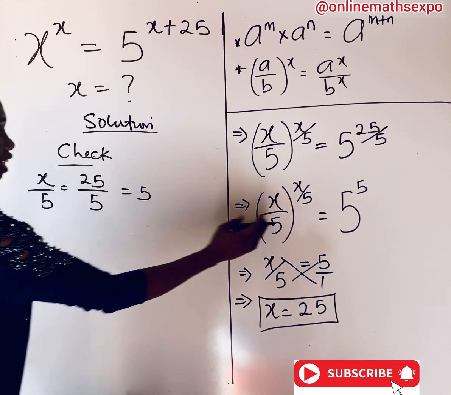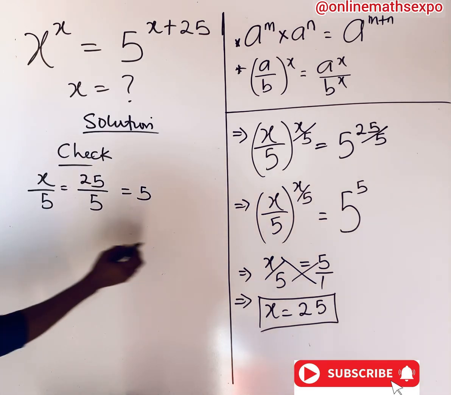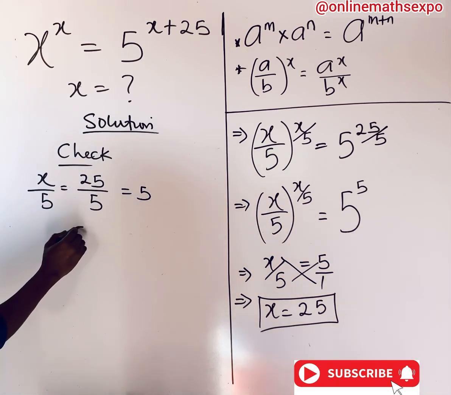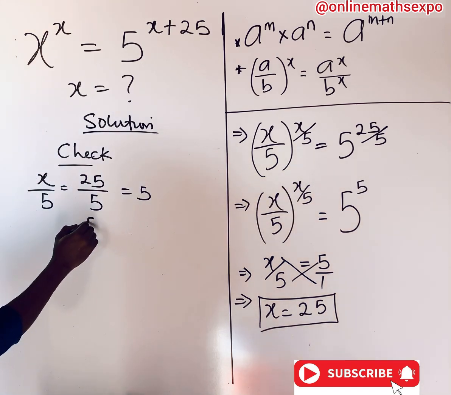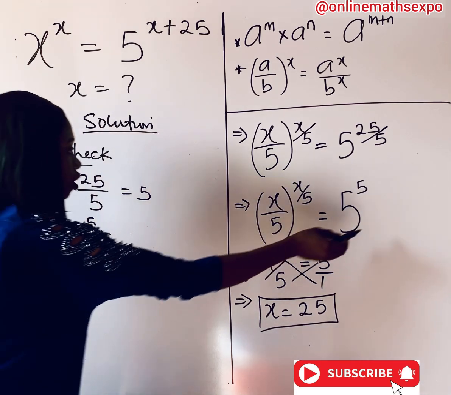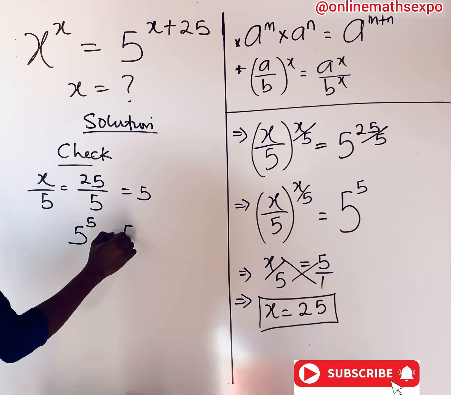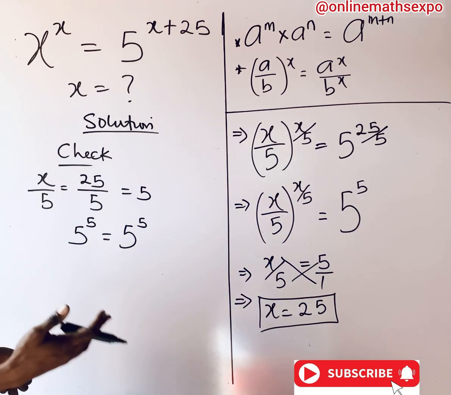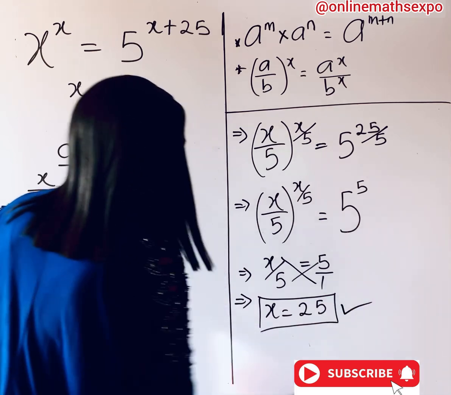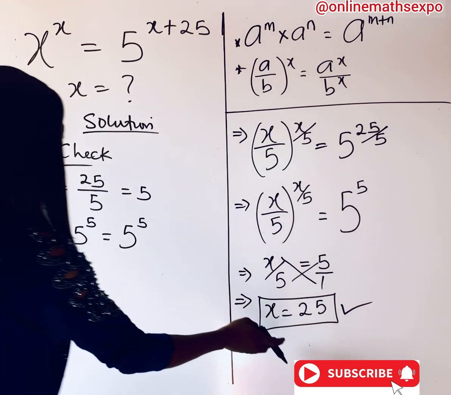So what it means at the left side of this equation, that means the whole of this has taken 5. Did you see that? And it's the same thing it has as the power of 5 is equal to what you have at the right side, which is 5 to the power of 5. So what it means is that our assumption is quite what? Correct. So our answer is 25 for the value of x.